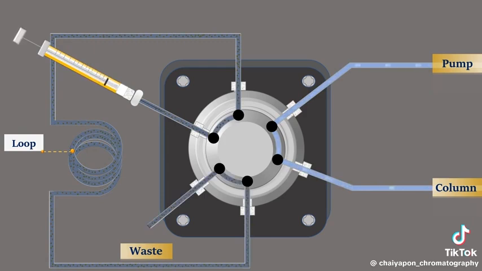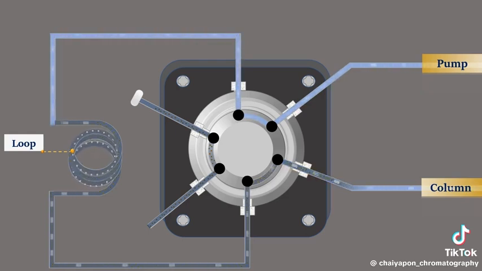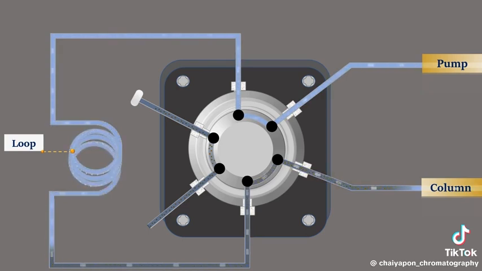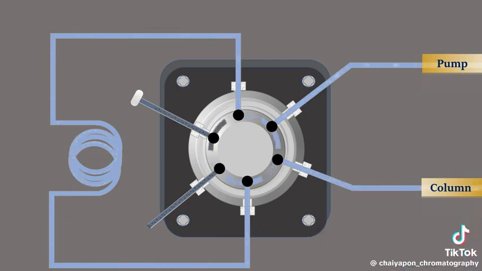After loading the sample, the valve is switched to the inject position. The flow delivered by the pump flows through the loop, forcing the sample ahead of it, flowing to the column. Then, the valve returns to the load position, and the mobile phase moves the sample through the column.